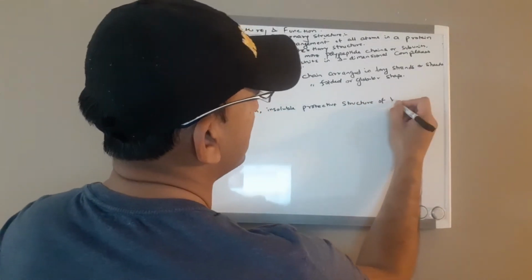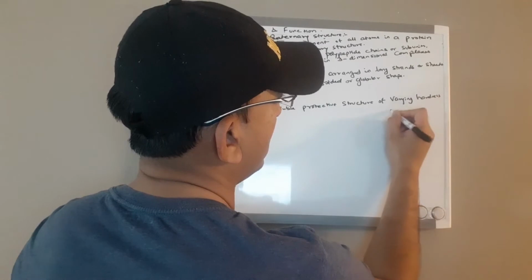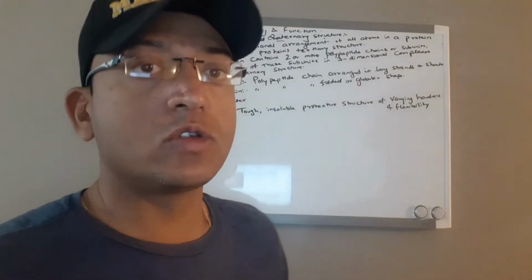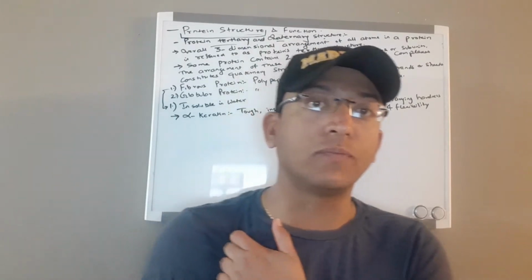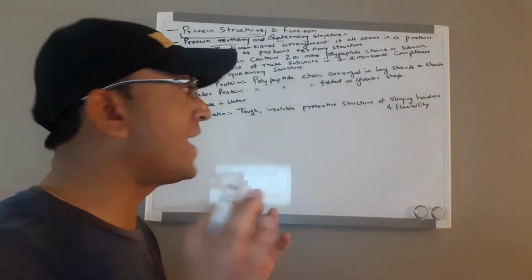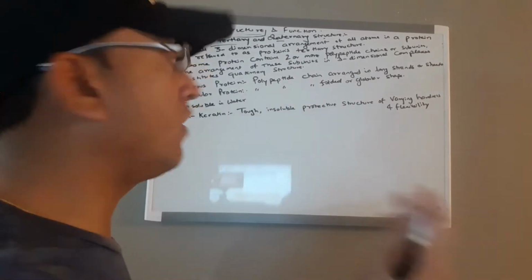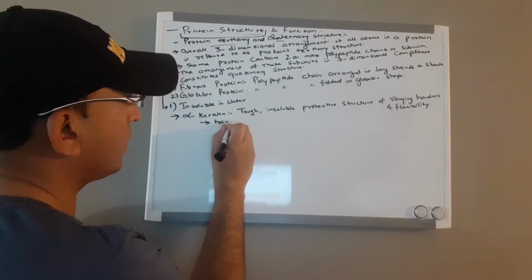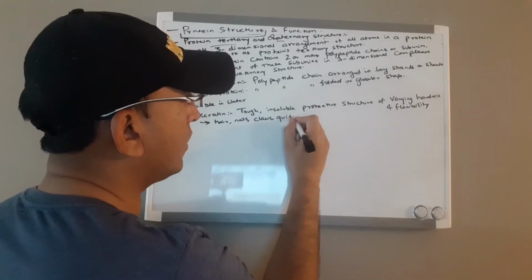Hardness and flexibility. All right. So alpha keratin has evolved for strength. It is found in mammals. This protein constitutes almost the entire dry weight of hair and wool. Examples where alpha keratin is found: nails, quills of the porcupine.